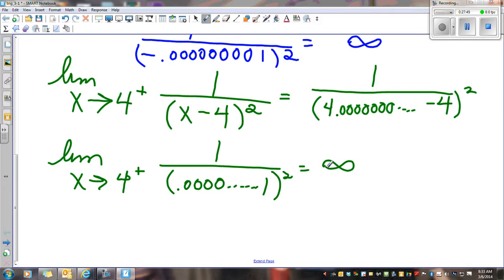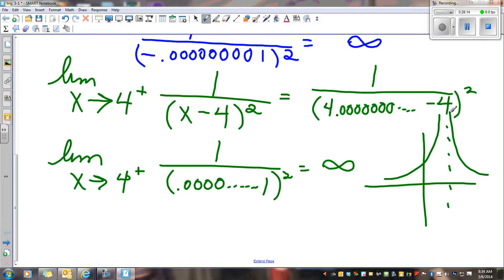Okay, it's positive infinity. Now, once we know that on the left and on the right we got infinity, that proves, around 4, what did we do? Went up, right, went up. So that proves we have a what? What is this thing? Vertical asymptote. It proved we had a vertical asymptote. So we have a vertical asymptote at x equal to 4.